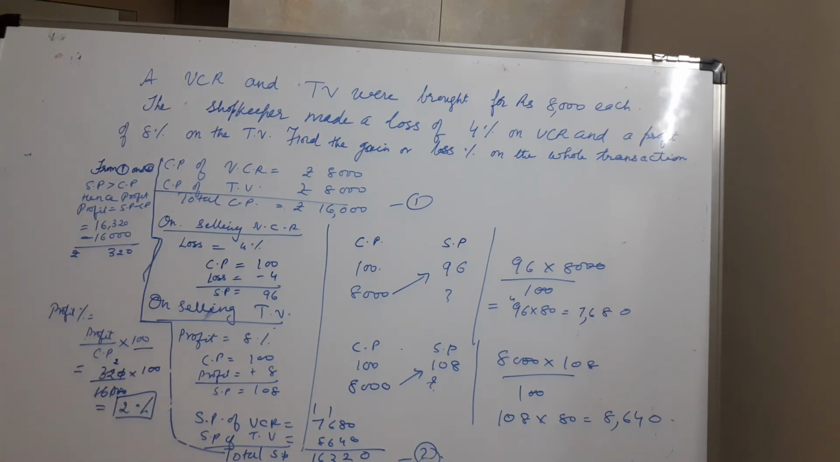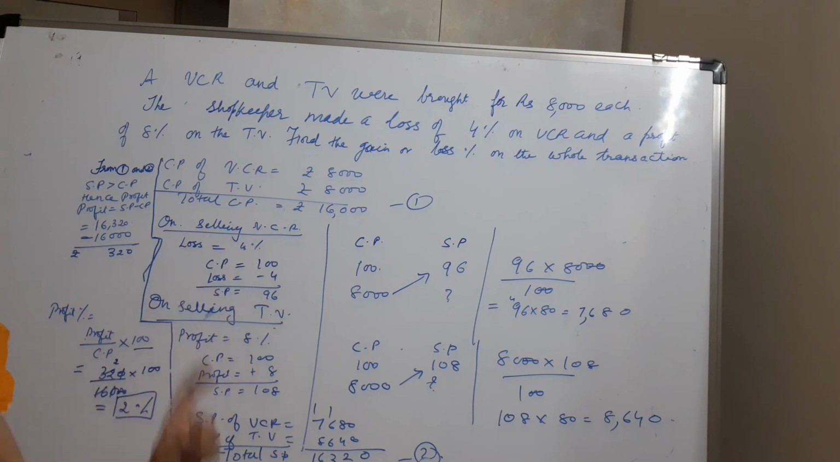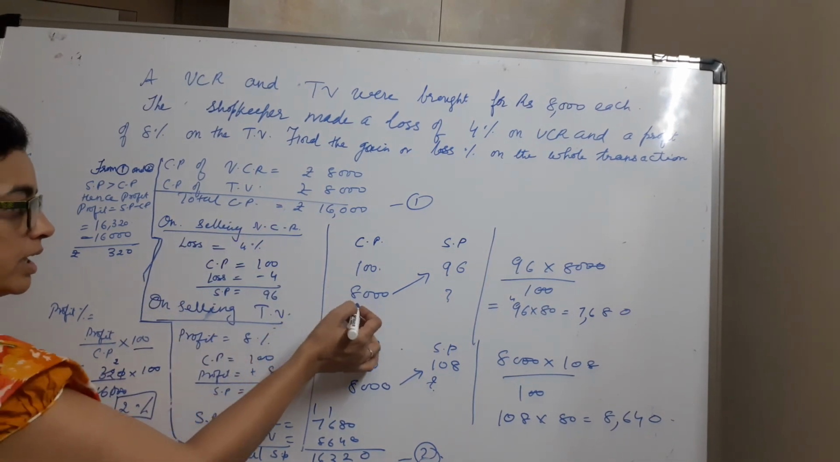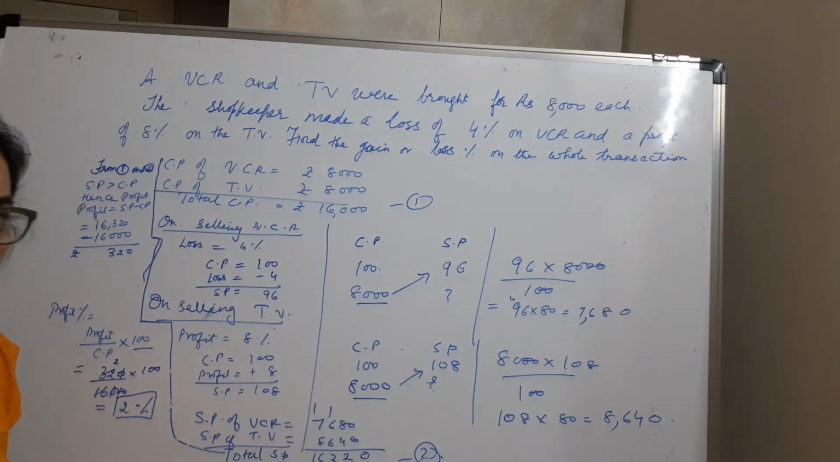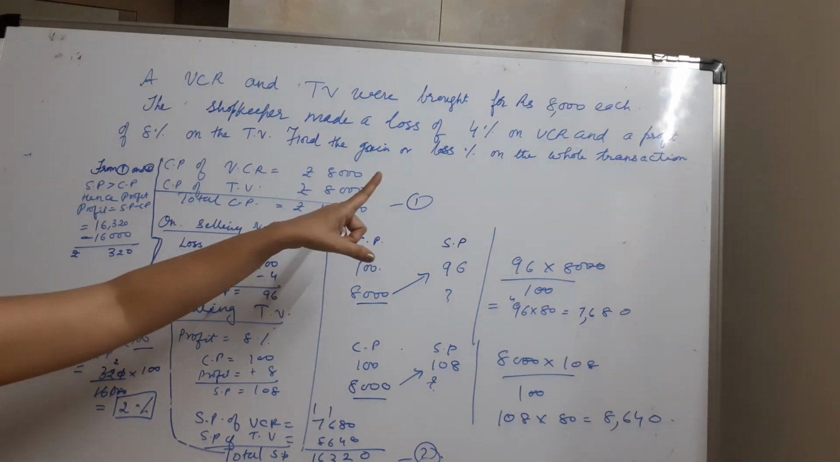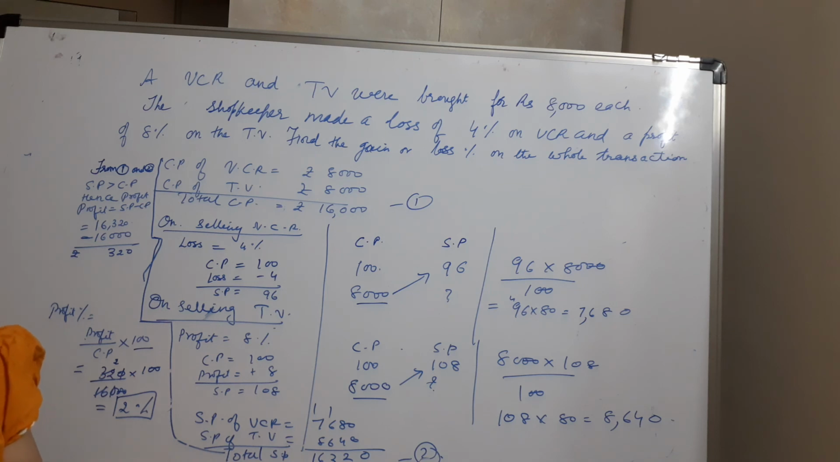It is the whole transaction. So don't write 8,000, write 16,000. Why? Whole transaction means total CP. Don't forget, because here you are writing 8,000, here you are writing 8,000, then by mistake you might write 8,000 here, and then it will go wrong. Be careful. Total transaction they are asking. It means you have to write 16,000 by adding both the CPs.